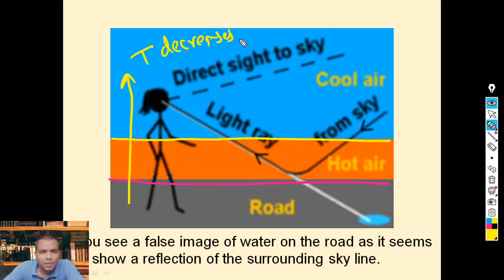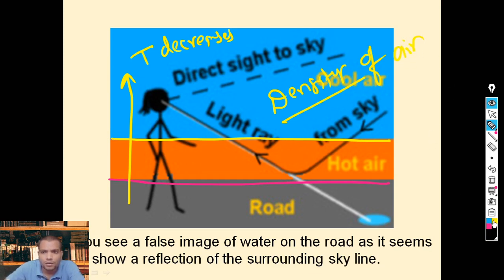When the temperature decreases, here we need to understand the density of air. If you recall, when the temperature increases, what happens to the density of air? The density of air decreases. That is the property of gases. Cool air is denser than hot air.